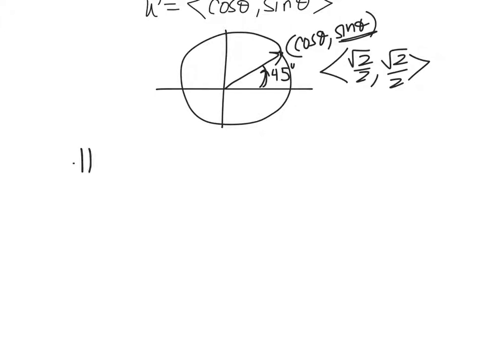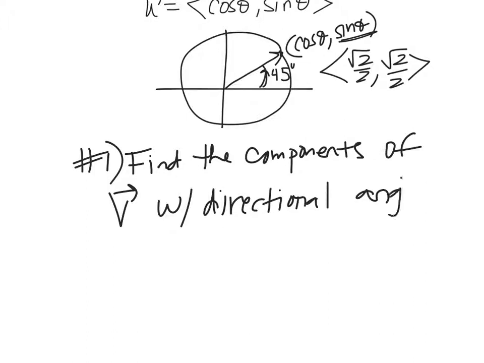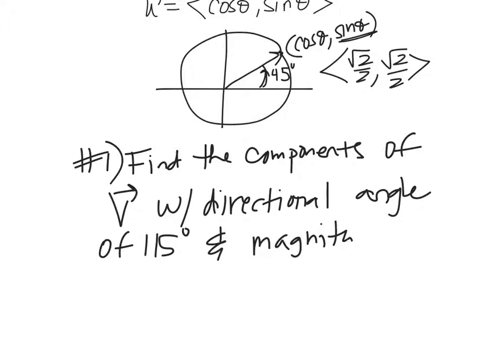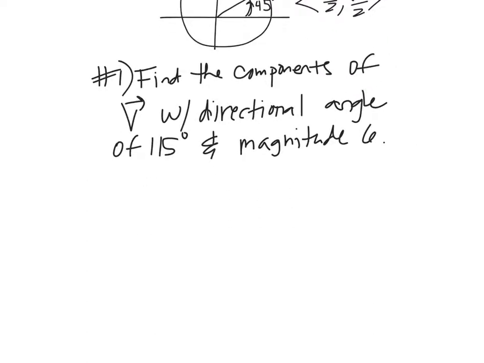Number one. And you're going to need your calculator for this. And they're not going to come out to be nice numbers, and that's okay. We are going to find the components of vector V with a directional angle of 115 degrees and a magnitude of 6. Okay? Find the components. Vector V with directional angle of 115, magnitude of 6.